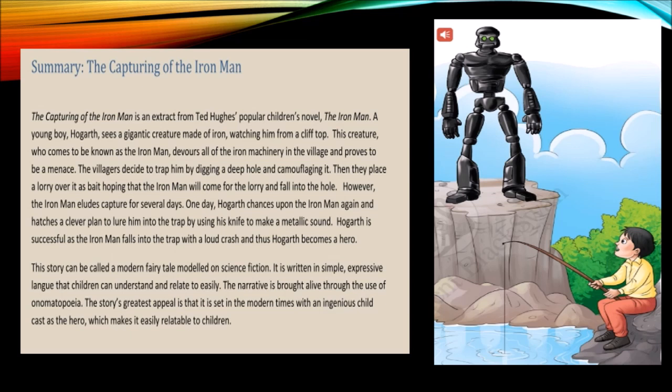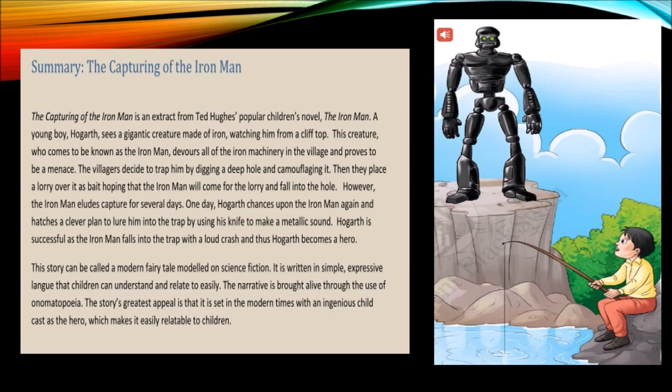One day, Hogarth chances upon the Iron Man again and hatches a clever plan to lure him into the trap by using his knife to make a metallic sound. Hogarth is successful as the Iron Man falls into the trap with a loud crash, and thus Hogarth becomes a hero. This story can be a modern fairy tale modeled on science fiction.